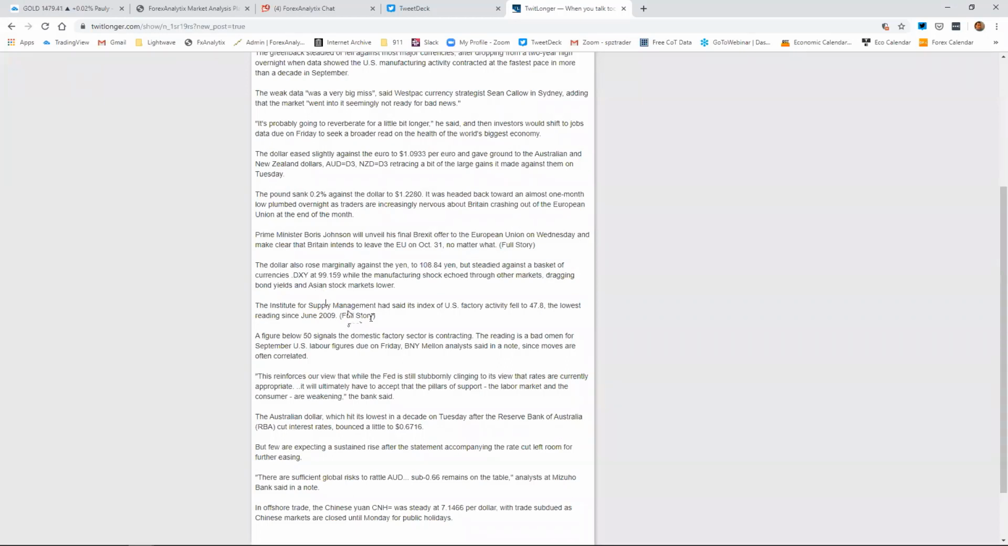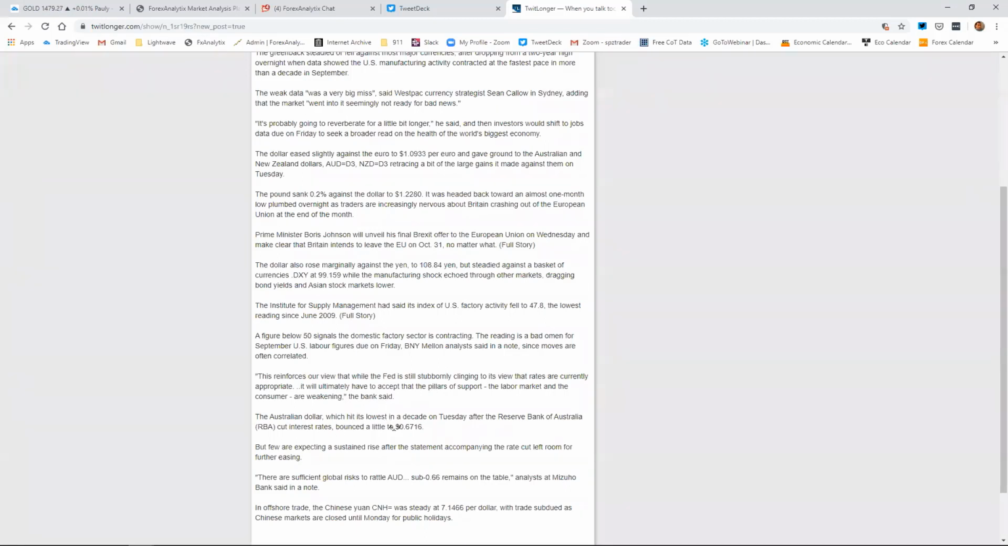The Institute for Supply Management said its index of U.S. factory activity fell to 47.8, the lowest reading since June of 2009. A figure below 50 signals the factory sector is contracting. The reading is a bad omen for September U.S. labor figures due on Friday, a BNY Mellon analyst said in a note, since the moves are often correlated. This reinforces our view that while the Fed is still clinging to its view that rates are currently appropriate, it will ultimately have to accept that the pillars of support, the labor market and the consumer, are weakening, the bank said.